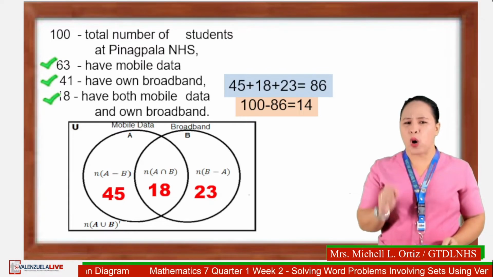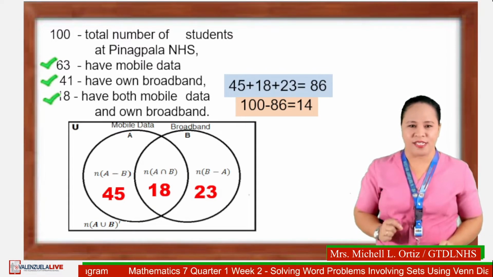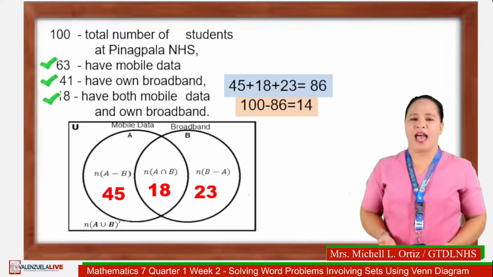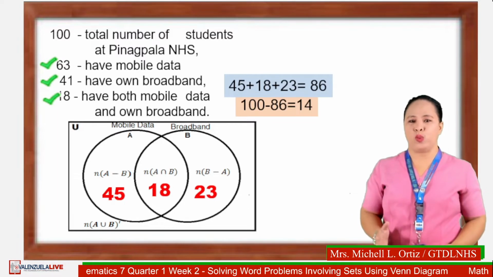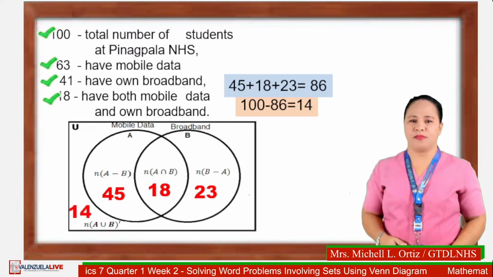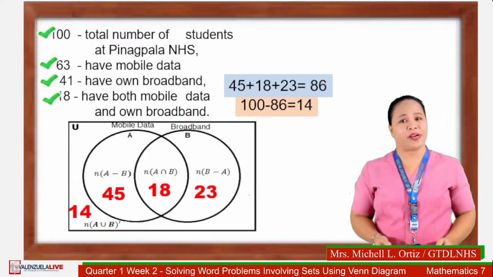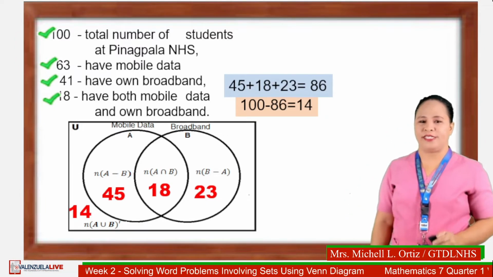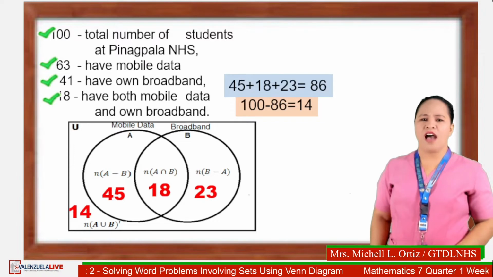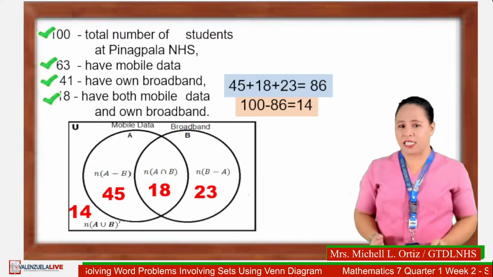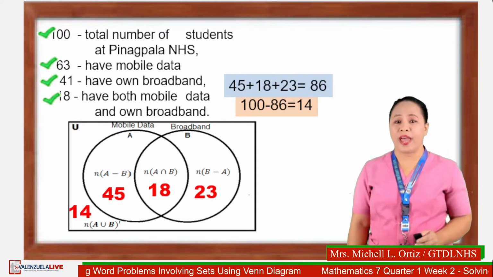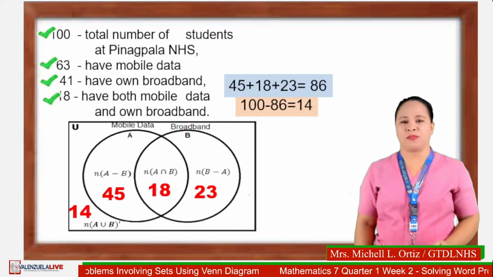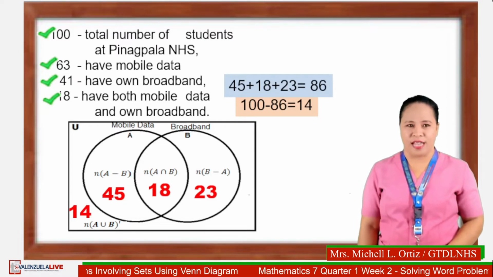And where are we going to place these 14 students? We're going to place them in the region outside the two circles, represented by the cardinality of the complement of A union B. After we have completed the cardinality of every region, we are now ready for the last step. Answer the questions based on the resulting Venn diagram.